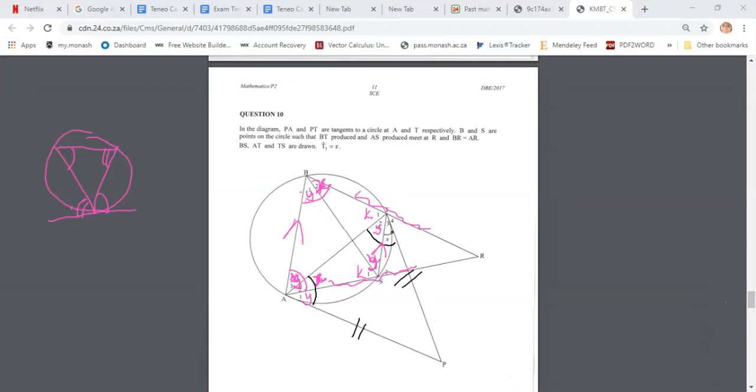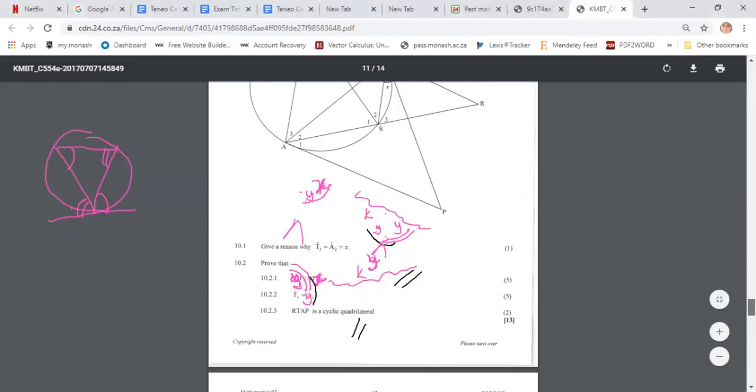What do I have? I have a cyclic quad, right? And I know that the exterior angle of a cyclic quad, this angle, is equal to that angle. In other words, x plus y. And if that's x, then that must be y, because that is x plus y, and that is x plus y, and part of it is x, so the other part must be y. So now I've proven that this one, F4, is equal to A1. Right, it relies a lot on you preempting.